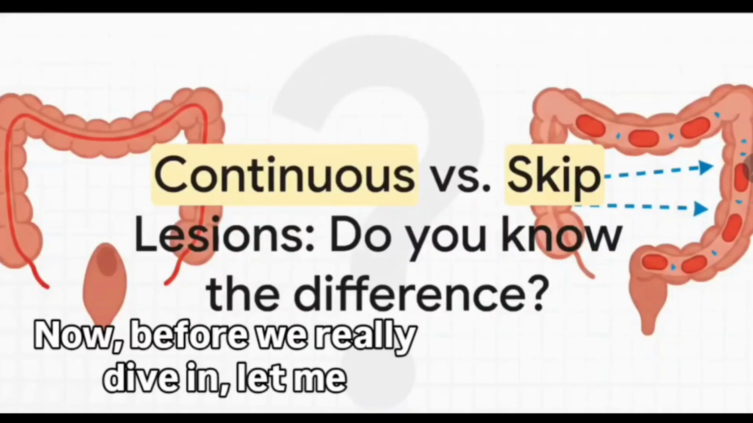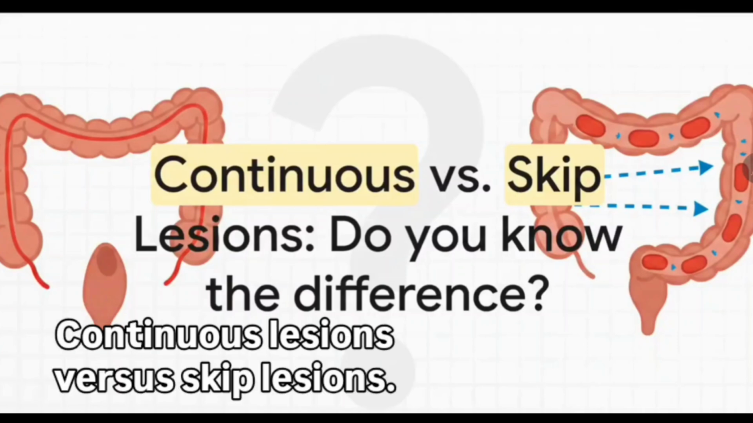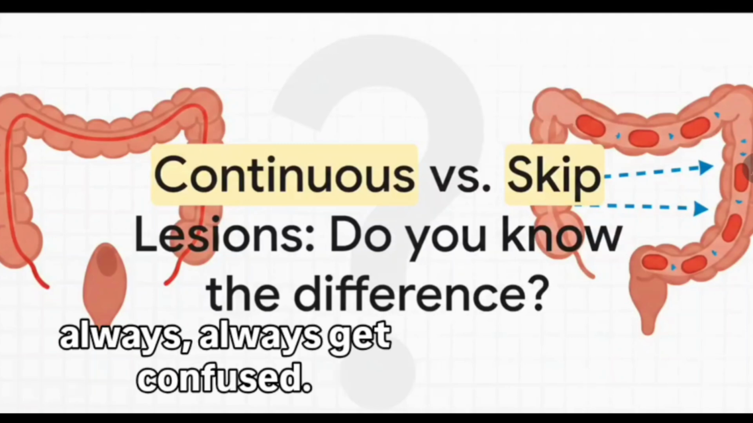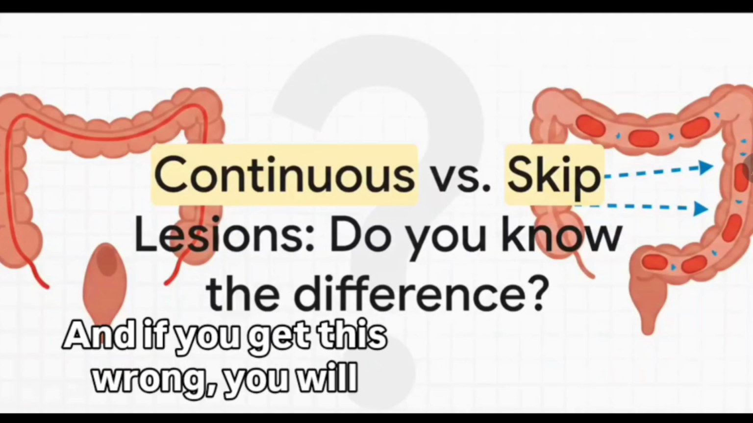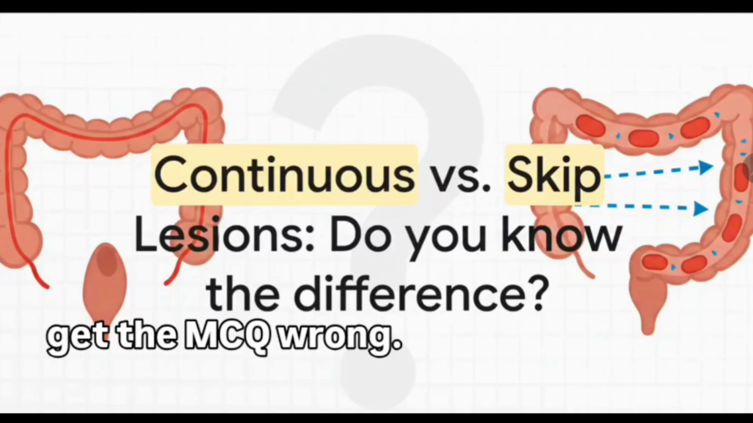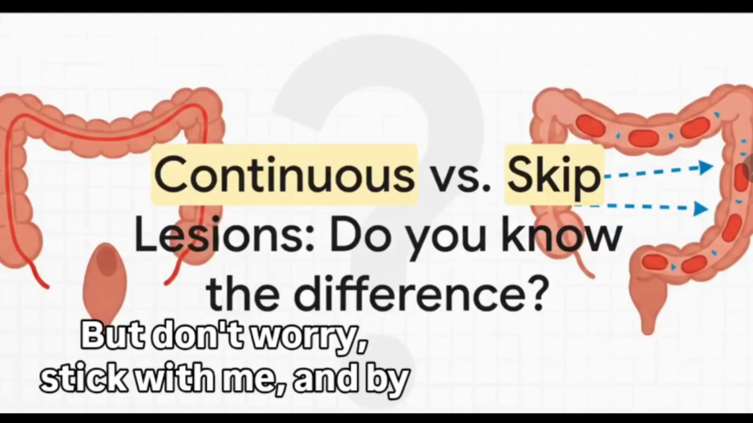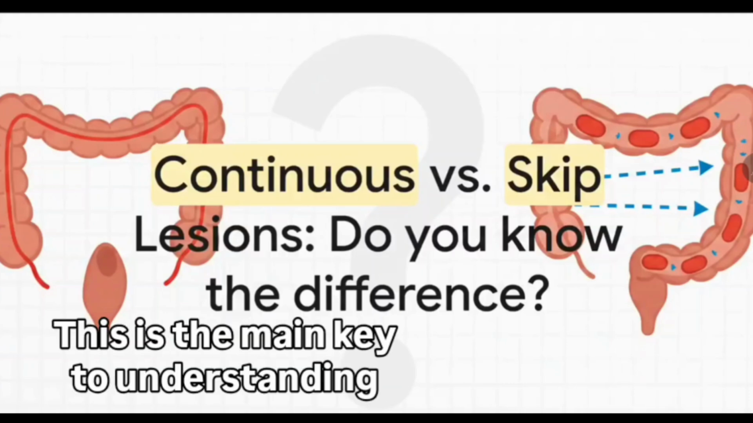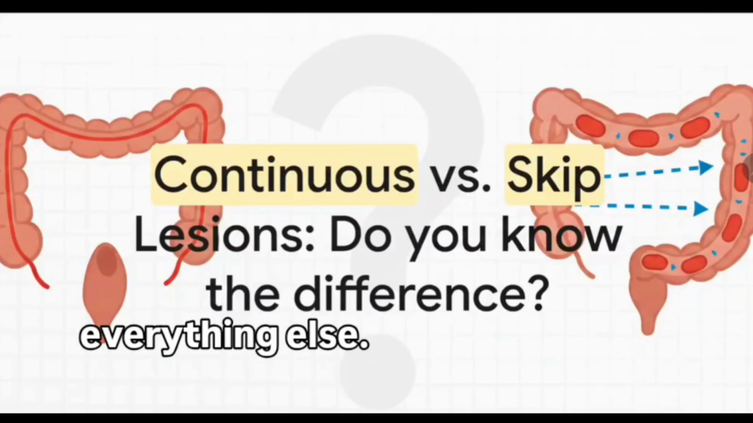Now, before we really dive in, let me ask you one thing. Continuous lesions versus skip lesions. Do you really know the difference? This is the one concept where students always get confused. And if you get this wrong, you will get the MCQ wrong. Simple as that. But don't worry, stick with me, and by the end of this session, this will be perfectly clear. This is the main key to understanding everything else.